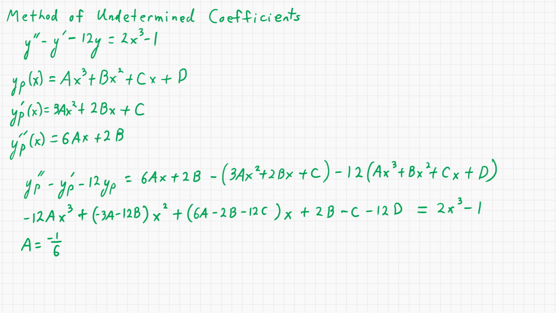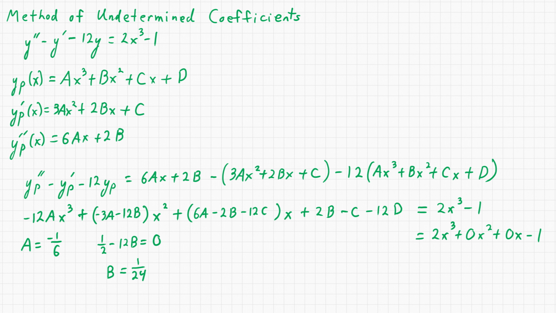Next, if I plug in negative 1/6, negative 3 times negative 1/6 is actually positive 1/2, minus 12B, and that has to equal 0. On this side I could have written 2x cubed plus 0x squared plus 0x minus 1. I have to get my x squareds on the right-hand side to match the left-hand side, so 1/2 minus 12B is 0. If you solve for B, B ends up equaling positive 1/24. I'm having to use my notes here. I can't do fractions that fast in my head.